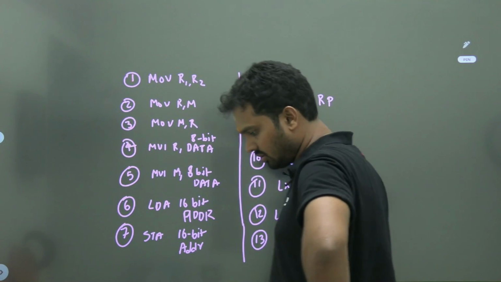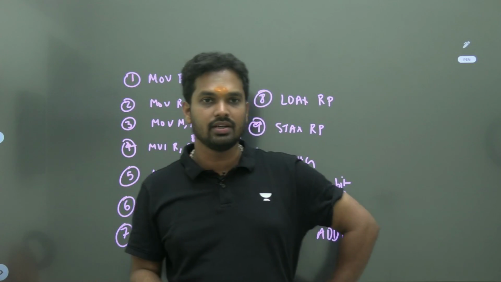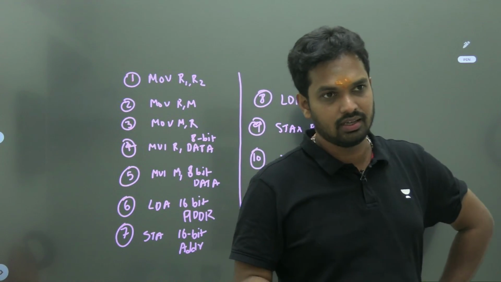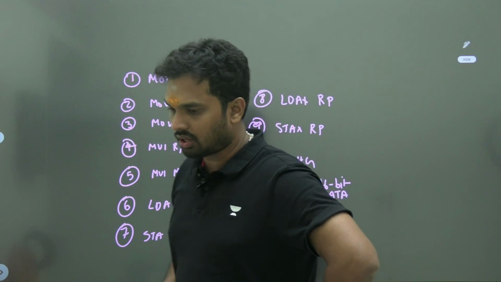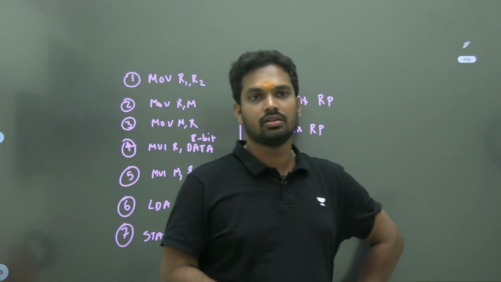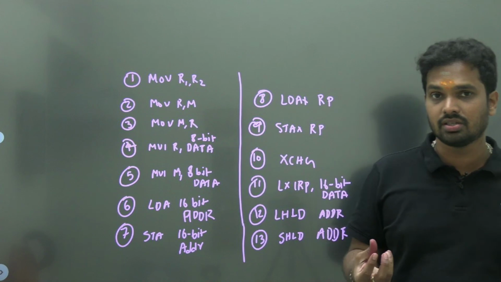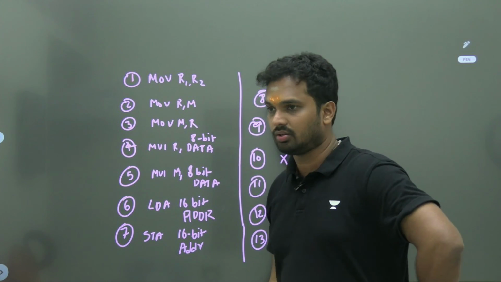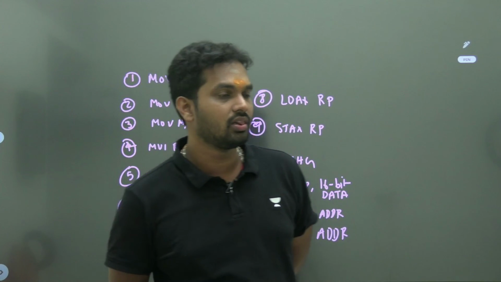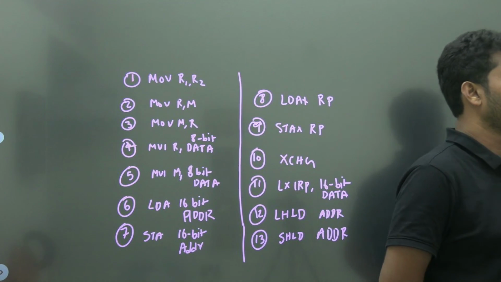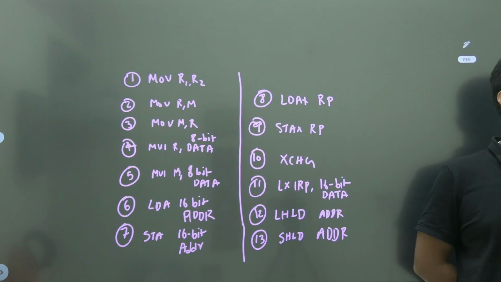Tomorrow, next lecture, we will discuss arithmetic operations like addition, subtraction, increment, decrement. In 8085, we also have double addition, BCD addition, DAD, DAA, decimal adjust accumulator, all these options are available. These things we will be doing in the next lecture.